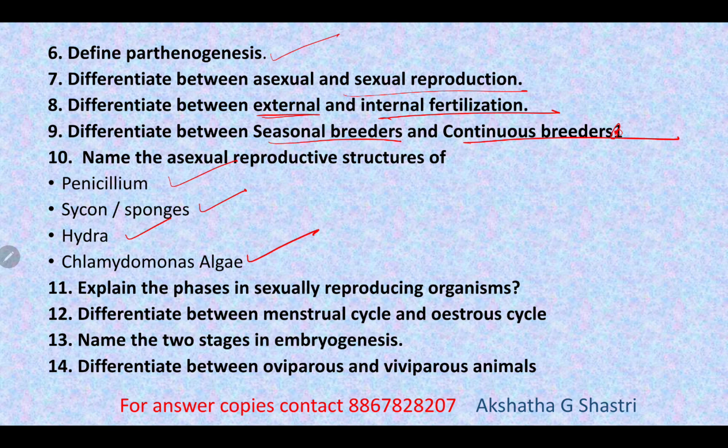And explain the phases in sexually reproducing organisms. This can be asked for 3 marks. Differentiate between menstrual cycle and estrous cycle and 2 stages in embryogenesis. Differentiate between oviparous and viviparous animals.